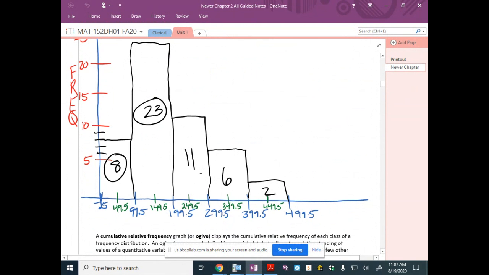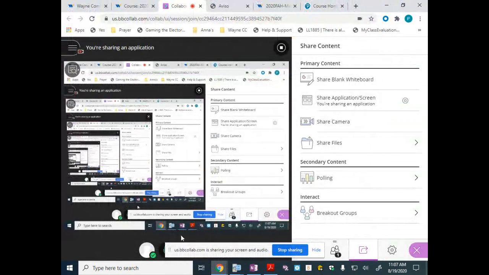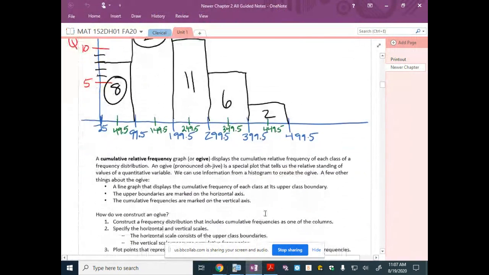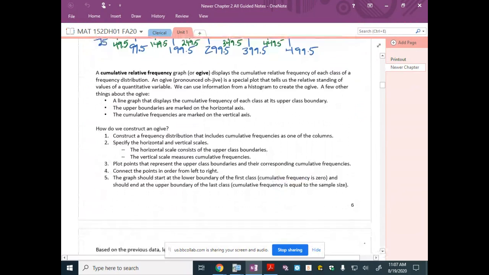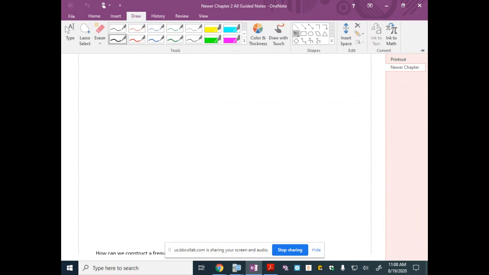Now, a cumulative relative frequency graph, or ogive, will display the cumulative relative frequency of each class of a frequency distribution. So that is going to be a line, like a line graph. So the frequency distribution will be the cumulative frequencies. So let's make an ogive of that previous data.